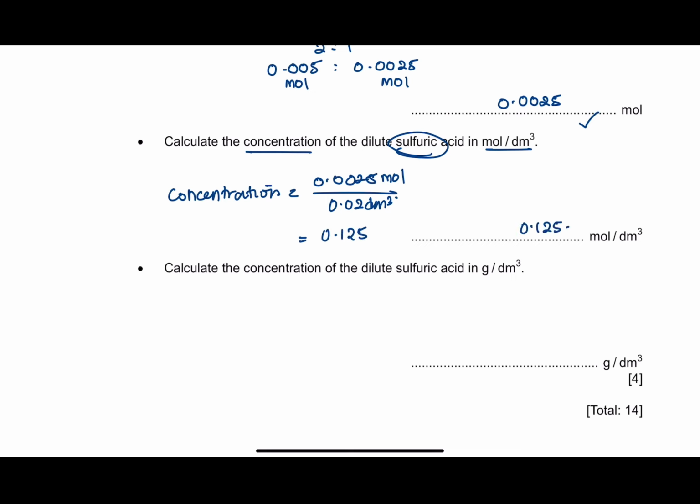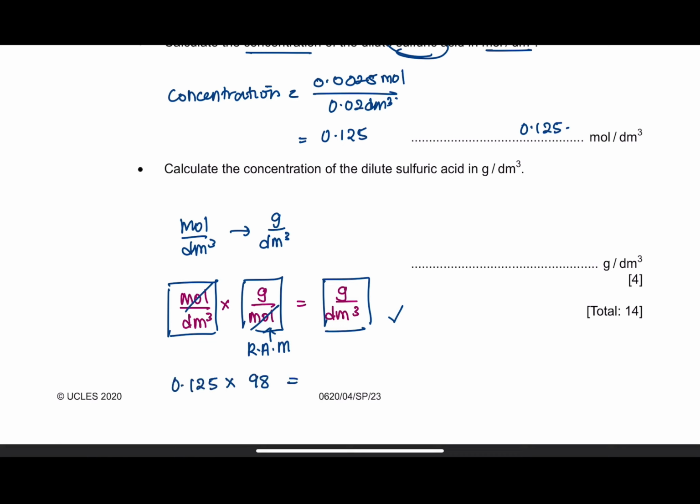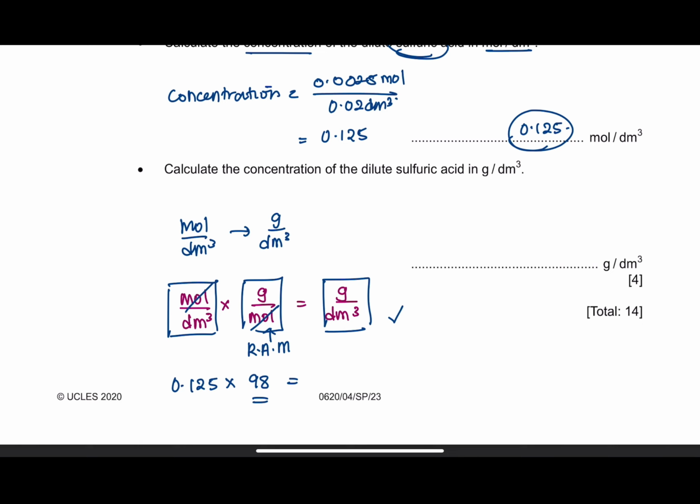Now the final step would be to change the concentration that you have in mole per dm³ into gram per dm³. Now you can multiply the mole per dm³ with gram per mole, and if they cancel with each other, you can see that you will be able to obtain gram per dm³. Now gram per mole is the value of relative molecular mass of sulfuric acid. After adding up the relative atomic masses of sulfuric acid, you will get a value of 98. Multiplying with the concentration that we have obtained before will give you a value of 12.3 gram per dm³.